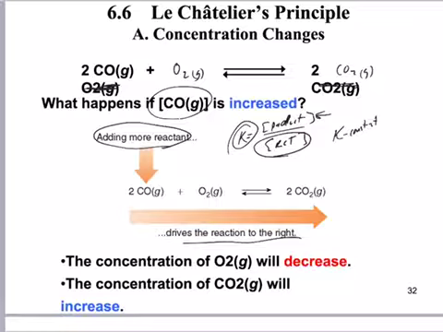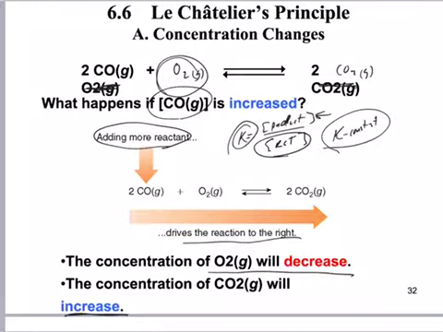So if we increase CO, we're going to decrease the amount of O2 because that needs to be used up in order to make our product. And CO2 concentration will increase such that it goes back to equilibrium.